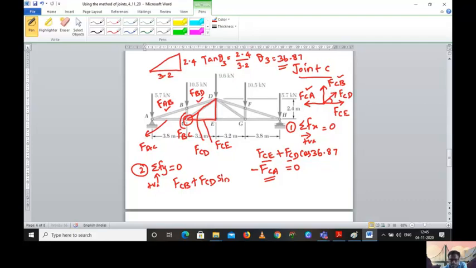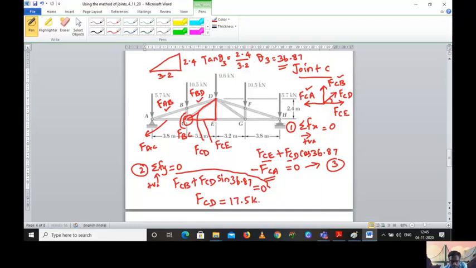sine 36.87, okay, 36.87. So this equation you can assume as equation 3 for solving, it will be easy. Here in the vertical direction, FCB plus FCD sine 36.87. There is no other vertical force, so you can equate this to 0. Once you equate it, you can easily get the value of FCD.